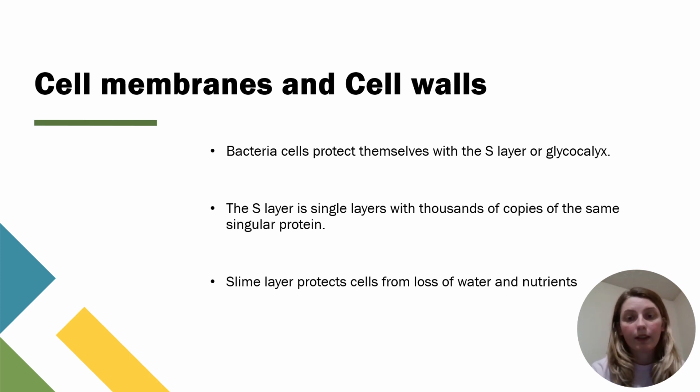Cell membranes and cell walls. Bacteria cells protect themselves with the S layer or glycocalyx. The S layer is a single layer with thousands of copies of the same singular protein. The slime layer protects cells from loss of water and nutrients.